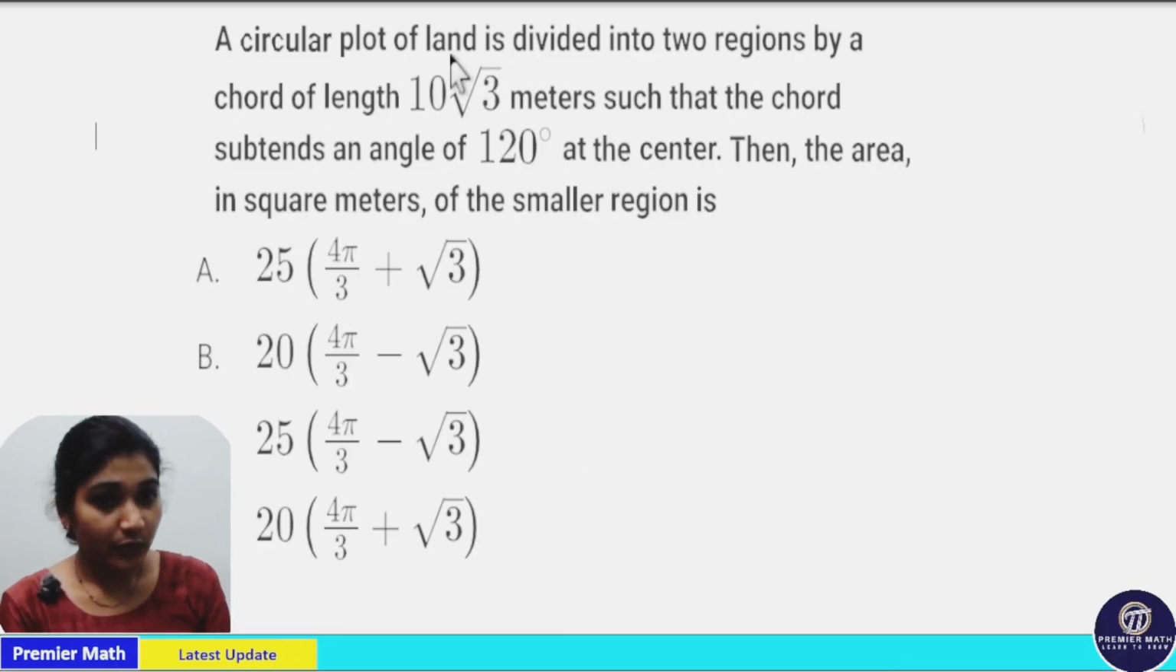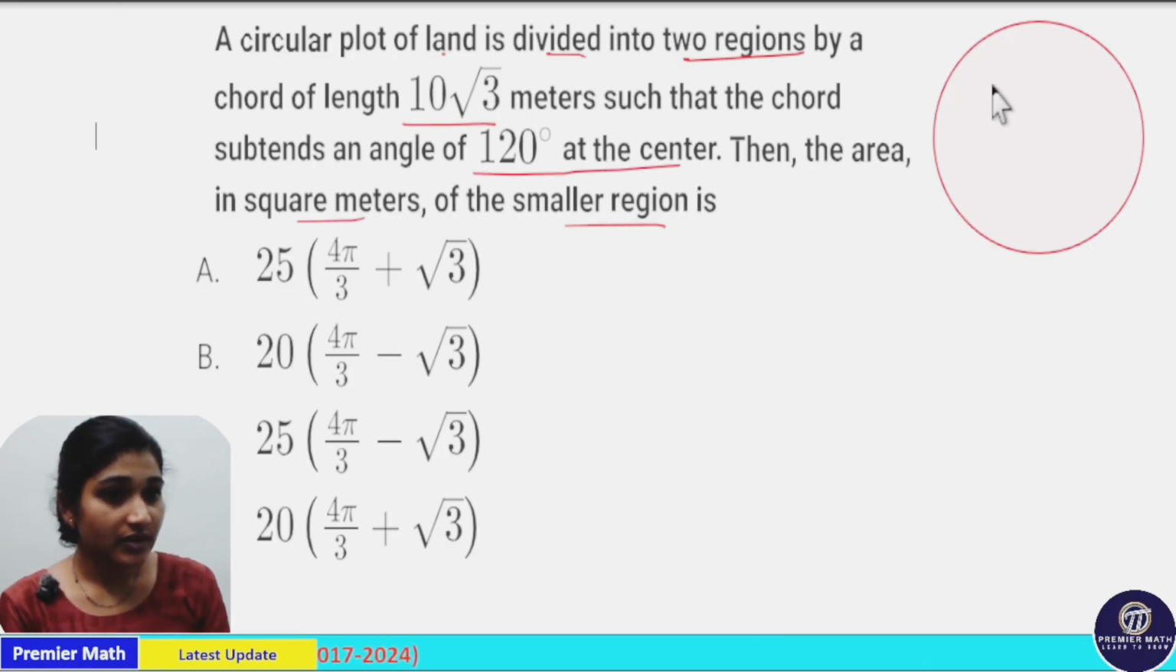A circular plot of land is divided into two regions by a chord of length 10 root 3 meters such that the chord subtends an angle of 120 degrees at the center. Then find the area in square meters of the smaller region. Here, this is the circular plot.